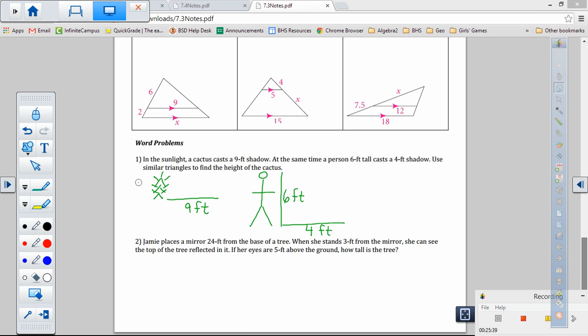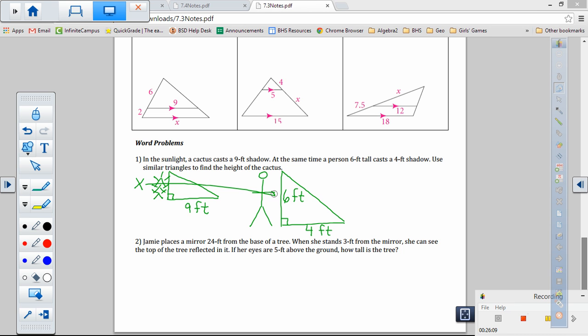So we want to know what's the height of the cactus. So remember, we're going to make the assumption that the cactus is growing at a 90-degree angle with the ground, nice and perfectly straight. And we're going to also make the assumption that this human being is standing with perfect posture, creating for us these two right triangles that we are told are similar. Okay? And so the sun is shining at the same angle for both of them, so they're similar. They have the same sort of setup.